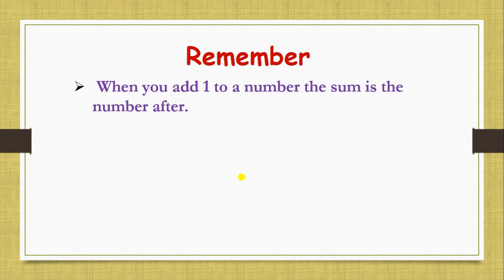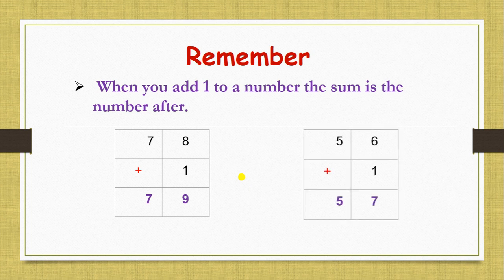When you add 1 to a number, the sum is the number after. Means whenever you are adding 1 to any number, you will get the next number as the answer. For example, 78 plus 1, you will get 79. 56 plus 1, the answer is 57.